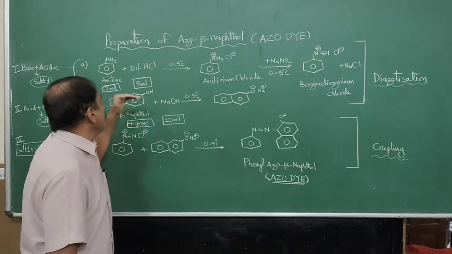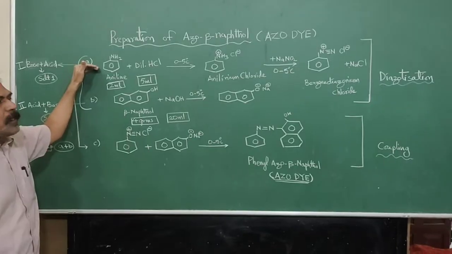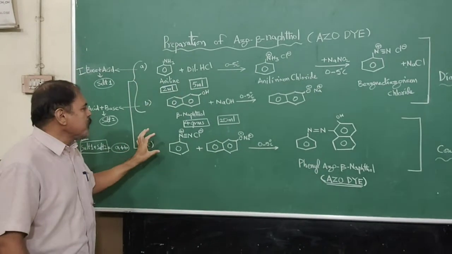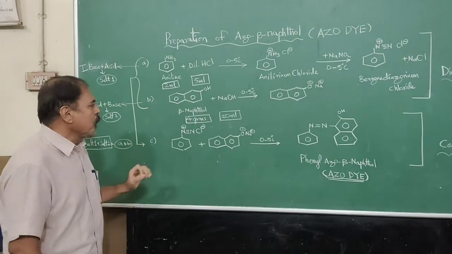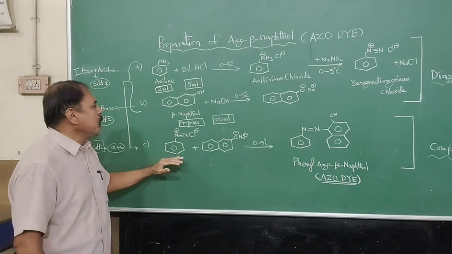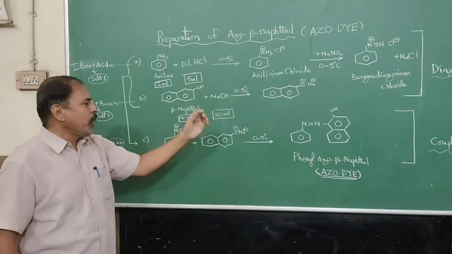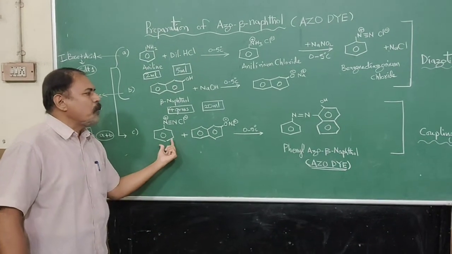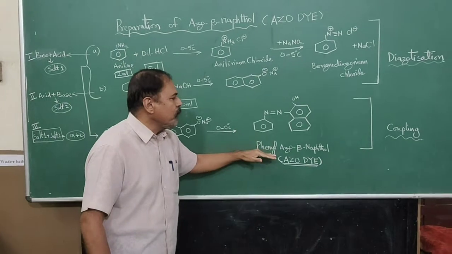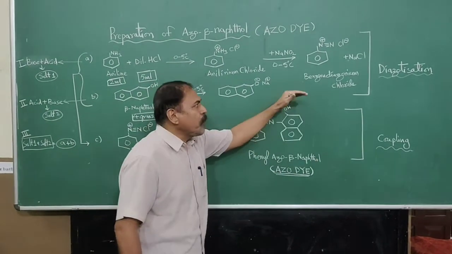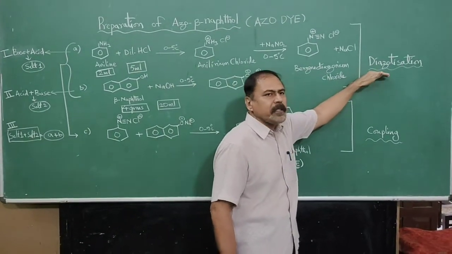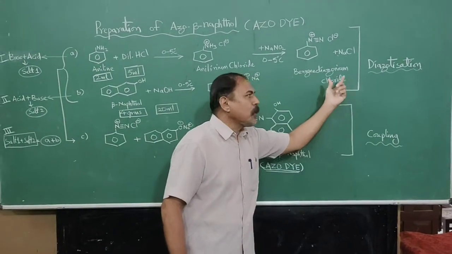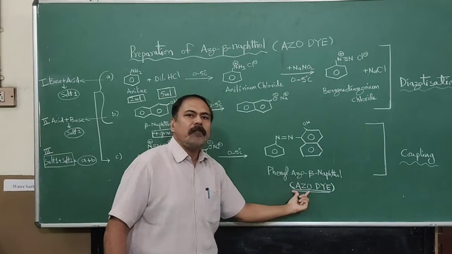So in third step, in first step we have prepared diazonium chloride salt. In second step we have prepared beta naphthol salt. In third step we are going to do coupling reaction. Coupling means we are adding two chemicals: benzene diazonium chloride and beta naphthol, sodium beta naphthalate. And when these two compounds are added, automatically you will get phenyl azo beta naphthol. The first part of the reaction is called as diazotization, and mixing of these two compounds is called as coupling. Both of the reactions we will call it as preparation of azo dye.